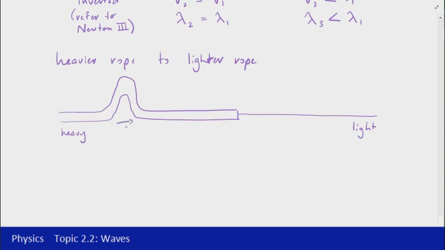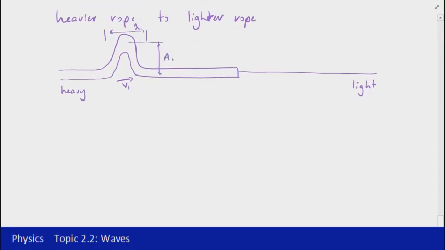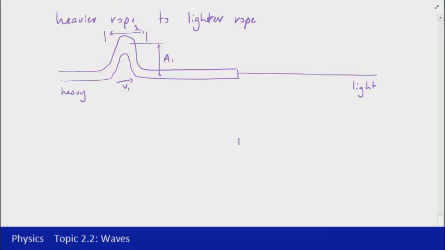Again, we've got our velocity V1, sorry, our speed V1. We've got our wavelength or pulse width here, lambda 1, and we've got our amplitude would be A1. Now in this case, when we see the reflection and the transmission, what we'll notice here is that we get the opposite sort of thing occurring, with a couple of key differences.